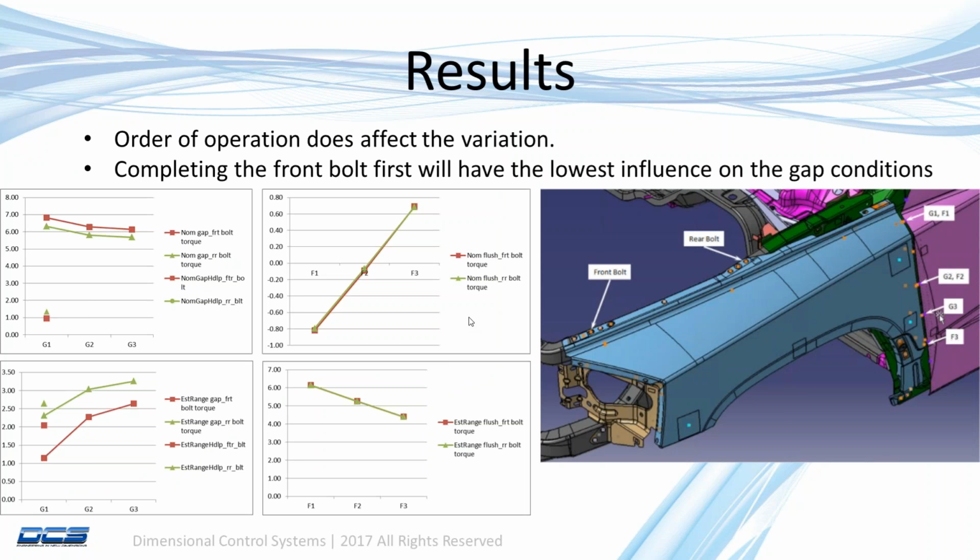And our results. The order of operation does affect variation, and completing the front bolt first looks to have the lowest amount of influence. I'm going to pass presenter over to Maria so she can show you how she came to those results and confirm whether that's correct. All right, Maria.